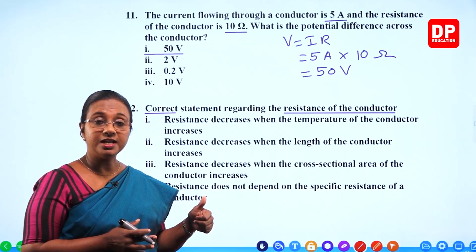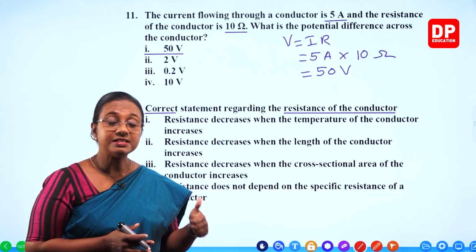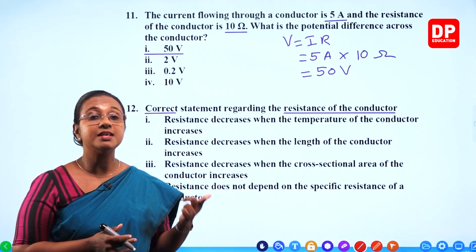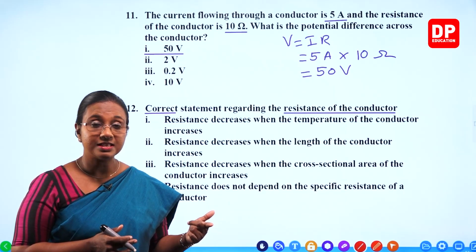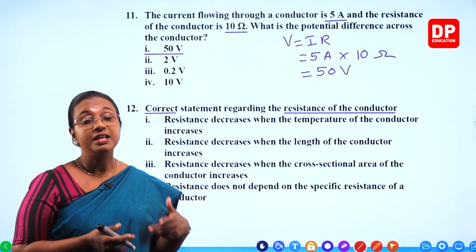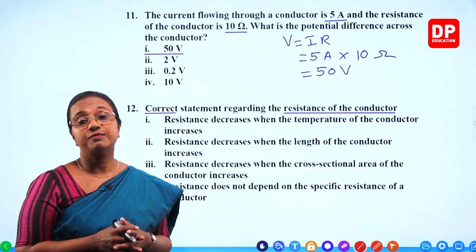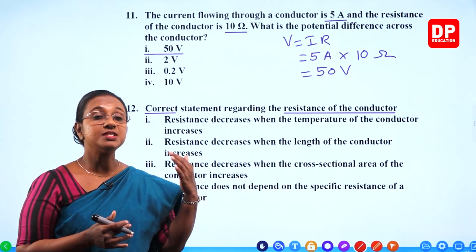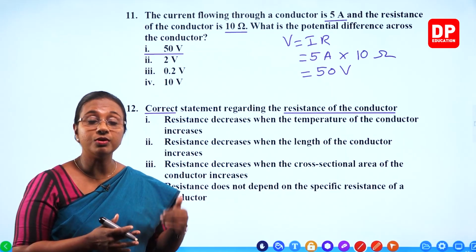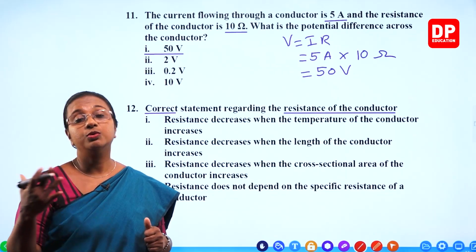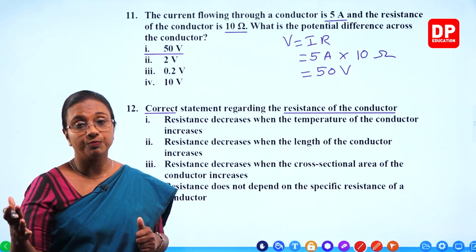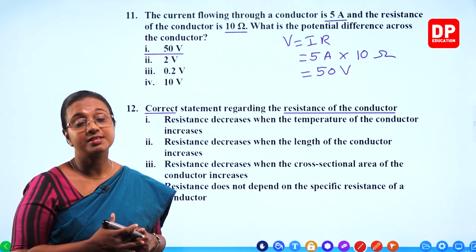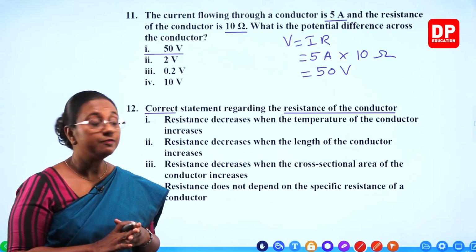Then there are the other three factors. Cross-sectional area of the conductor: when that increases, resistance decreases. When the length of the conductor increases, resistance increases. Then the resistivity depends on the material of the conductor. Again, you all know materials like copper has low resistivity, so low resistance, compared to materials like nichrome, which has a high resistivity, therefore a high resistance. So those are the factors.